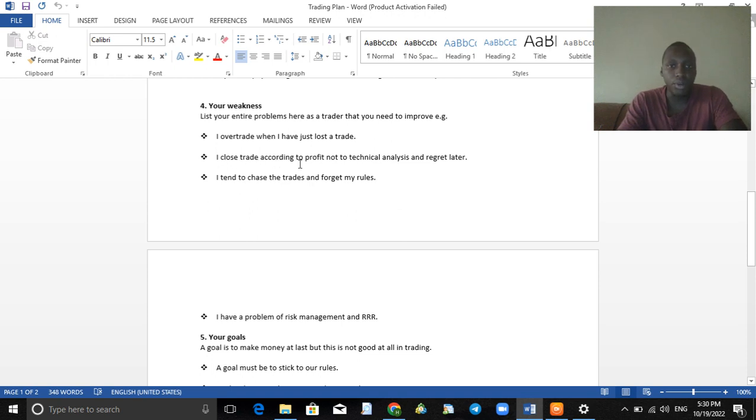I close trades according to profit, not technical analysis, and regret it later. This comes with the target. If you are to target 80 pips in the market and you find yourself closing on just 50 pips, you are the one who has the problem. Why? We recommend that if your trade has moved 20 pips from your entry, you make what they call a break even. Move your stop loss and lock in some profits. If the trade moves from 20 pips to 40 pips, then lock the 20 pips. There you're good to go.